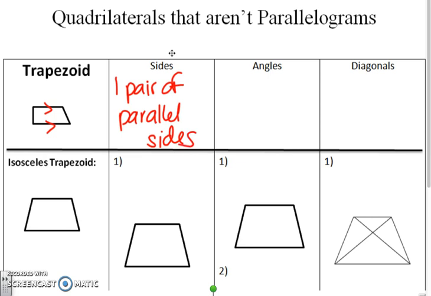Okay, that's what we denote those arrows by. So the top, the base, the two bases are parallel. The only thing we know about the angles is that the angles are going to equal 360 degrees. Okay, that's pretty much all I know about trapezoids. And I don't know anything about the diagonals because there is nothing. Okay, so trapezoid is very vague.